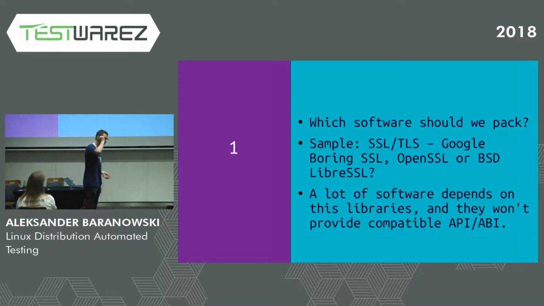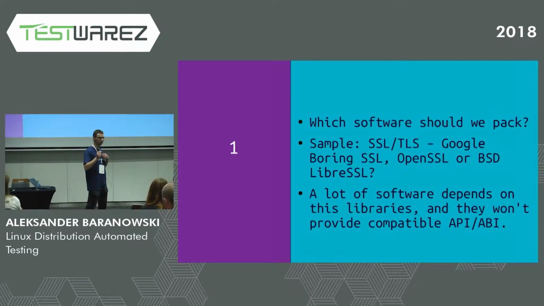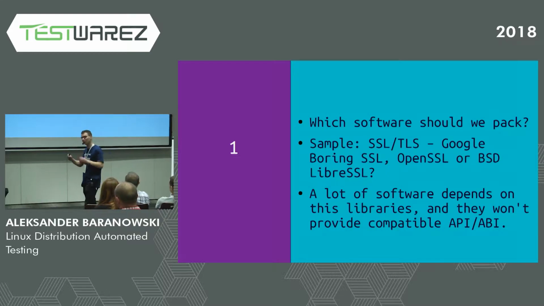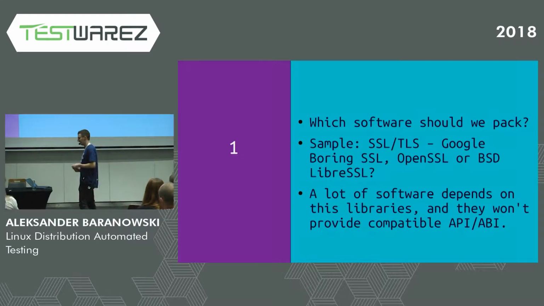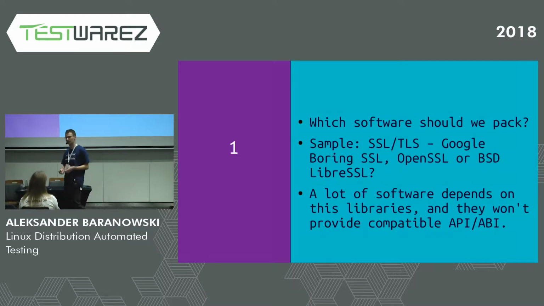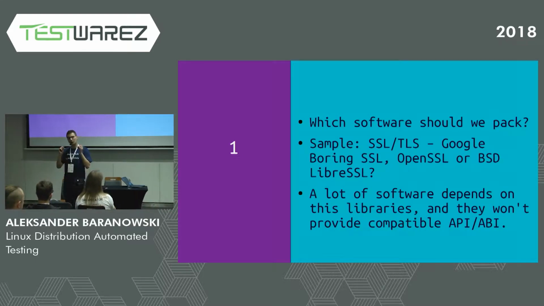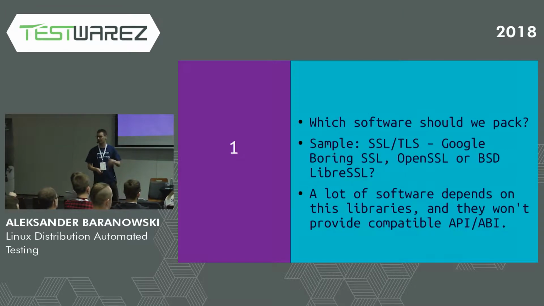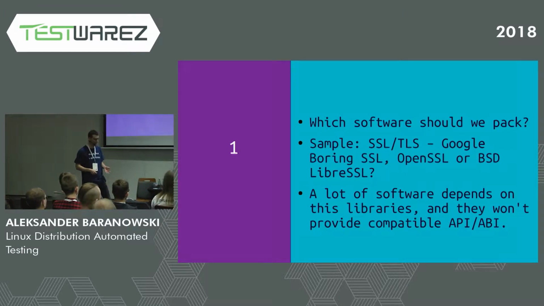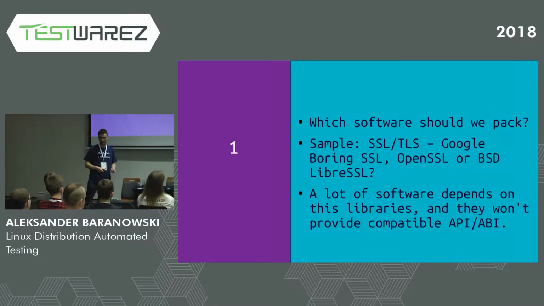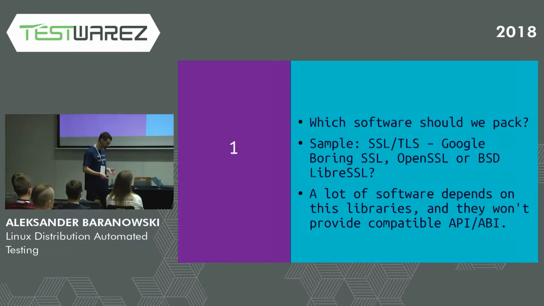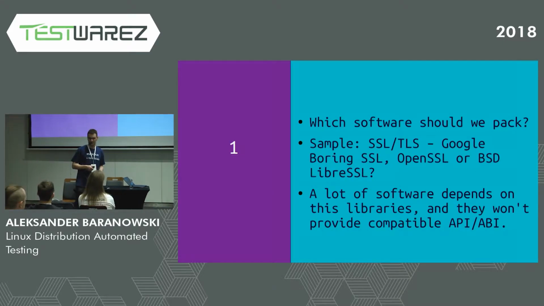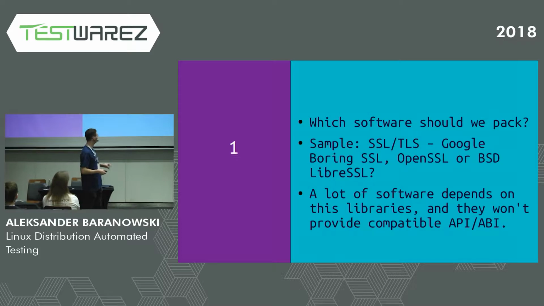It's not a simple question. Why? Because so much software depends on which one you should choose. And what is even more important, and this is part of something I call the Linux hell, none of them will have the same API and ABI. API is application programming interface, ABI is application binary interface. Application binary interface is even more fragile than API. And this is quite a huge problem.